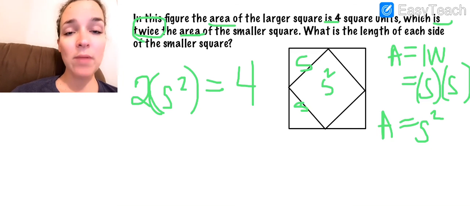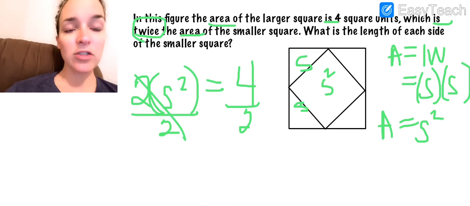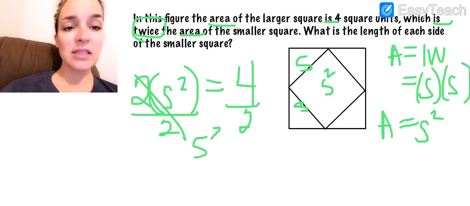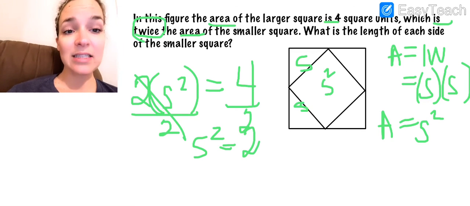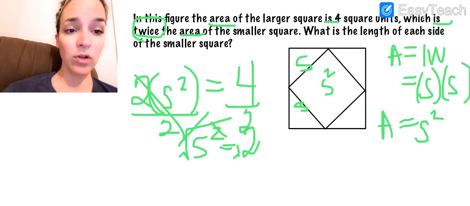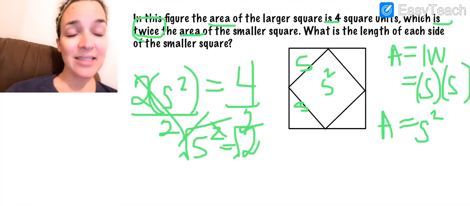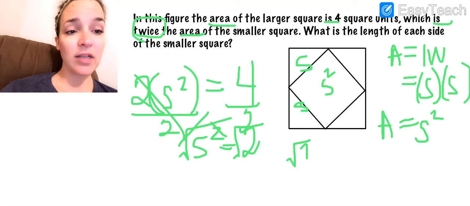So now I'm still solving for S, okay? The first thing I want to do is undo that multiplication. So I'm going to divide by 2. That would give me S squared equals 2. Now, S is still being squared. The only way to cancel that or to reverse that is to square root. Now, I don't know the square root of 2, but I do know that the square root of positive 2 or square root of negative 2 are both possible answers.